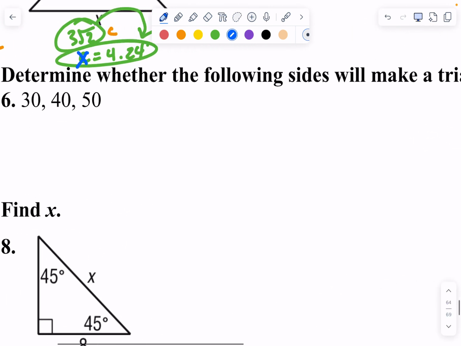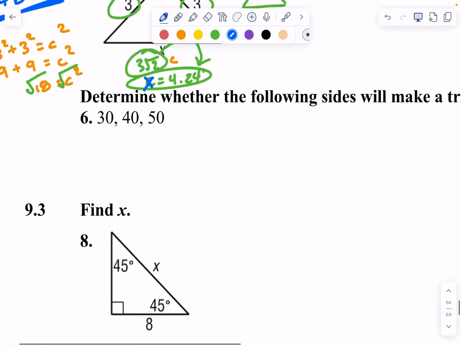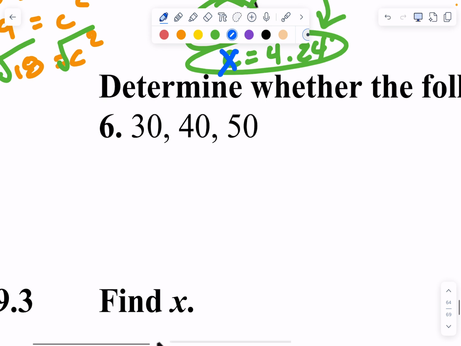Okay. Determine whether it is a right, acute, or obtuse triangle. Okay, so 30, 40, 50. Is that a 3, 4, 5? No. I don't know. Let's figure it out. So which side would be side C, by the way? It is 50. Is it always the last one that they list? No, the biggest one.